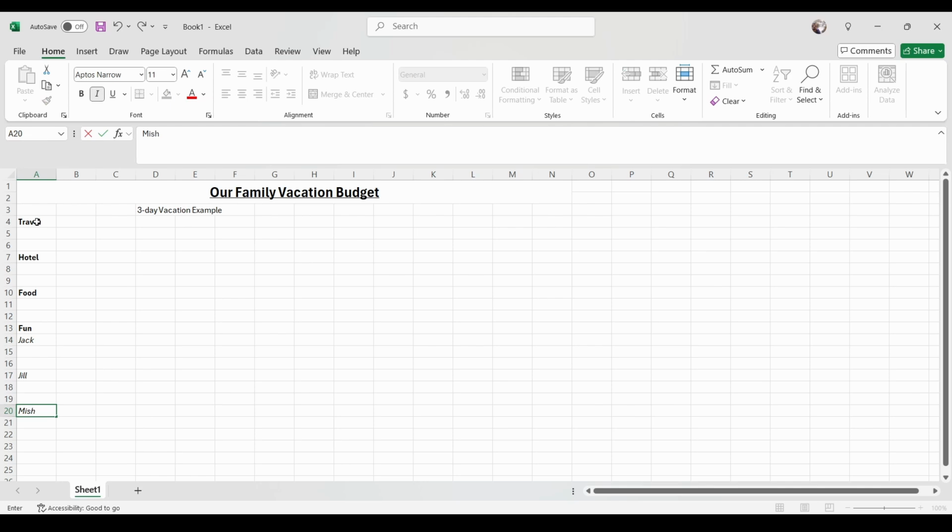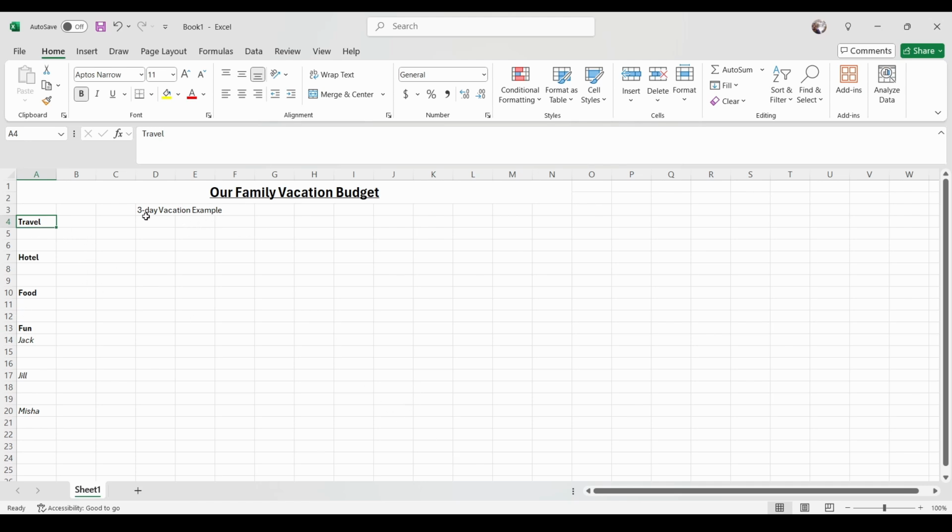and Misha. Now, I'm only using these bins, the larger bins of travel, hotel, food, and fun, and the smaller bins of Jack, Jill, and Misha, because those are the same bins that I use in my other physical example, just to have the same bins in both.